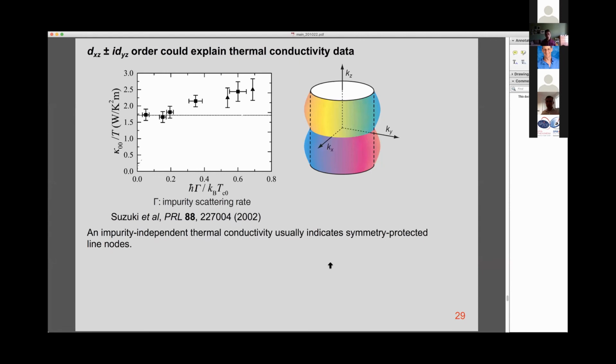And one further thing I'll point out is that a hypothesis of xz plus or minus iyz could explain thermal conductivity data. Strontium ruthenate shows what is known as universal thermal conductivity. That is a thermal conductivity that is independent of residual resistivity. This is usually an indication of symmetry-imposed line nodes, and for xz plus iyz, that could be this line node here.